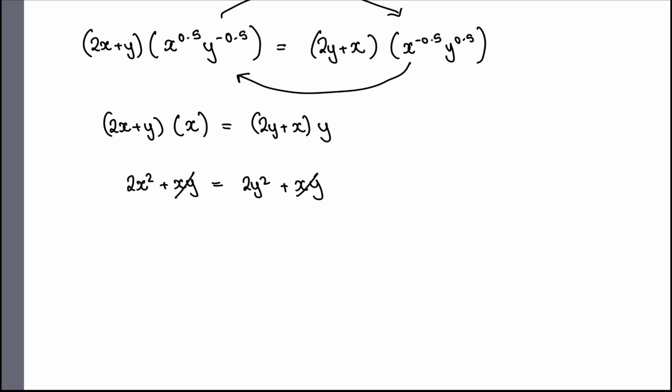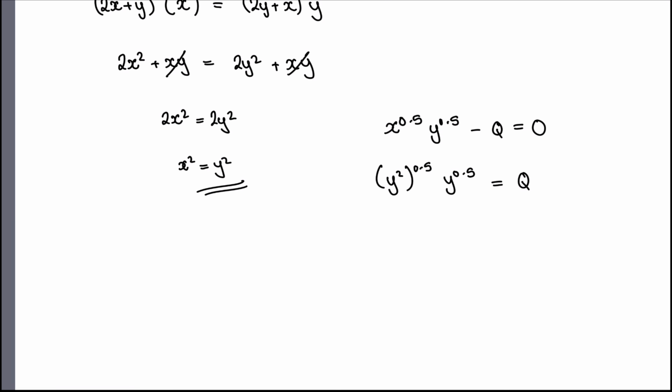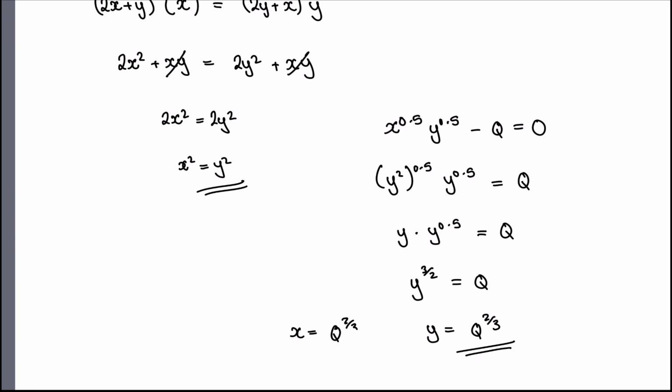These two cancel out, so we get 2x squared is equal to 2y squared, which is just x squared is equal to y squared. If we substitute this equation into the constraint, we get y squared to the power of 0.5, y to the power of 0.5, is equal to q. We get y multiplied by y to the power of 0.5 is equal to q. So y to the power of 3 over 2 is equal to q. y is equal to q to the power of 2 over 3. And if we work out the value of x, we'd get, again, q to the power of 2 over 3.